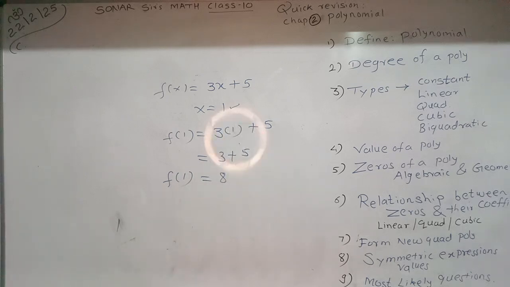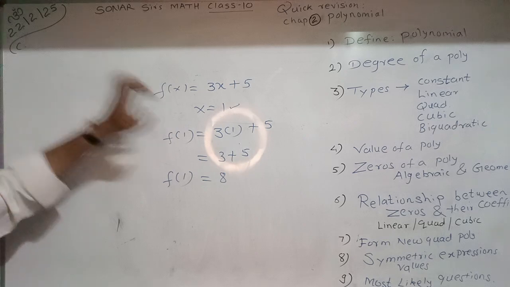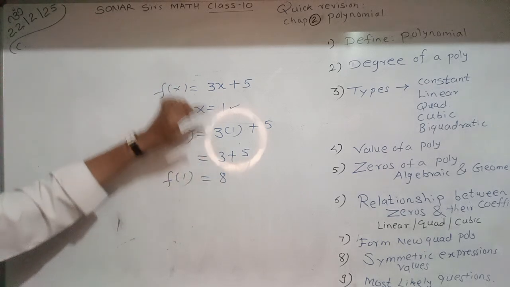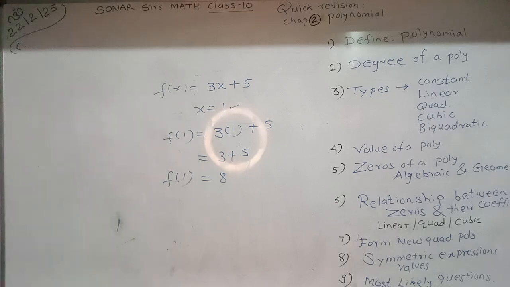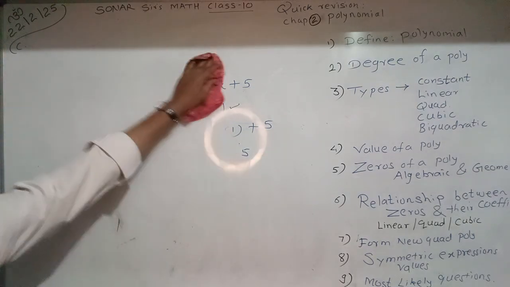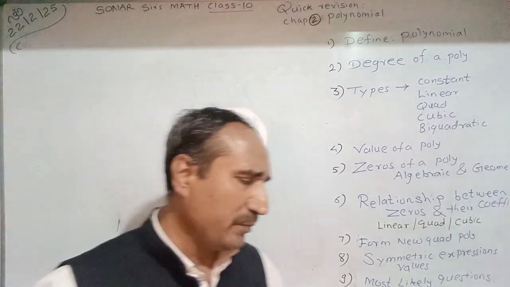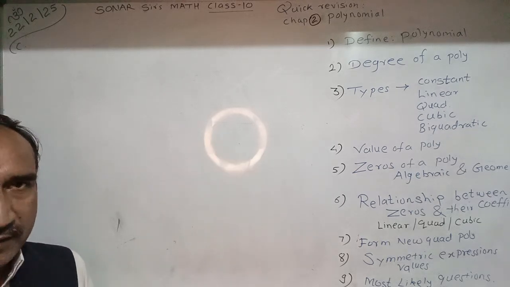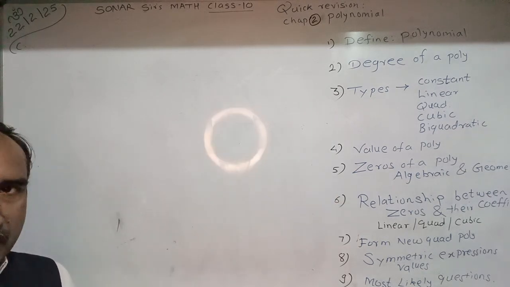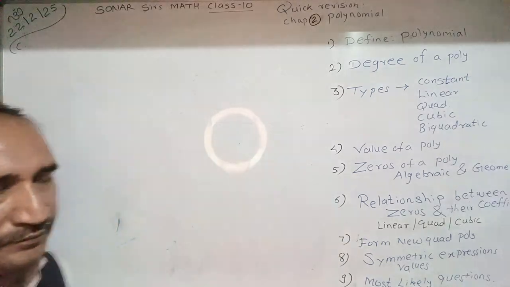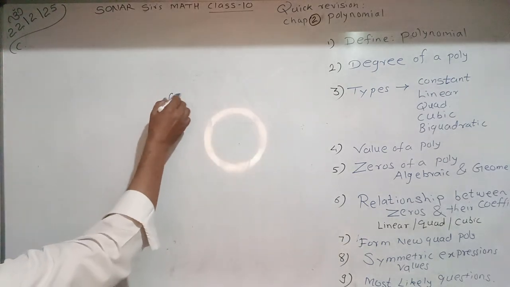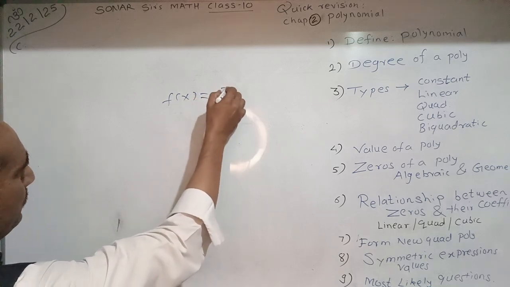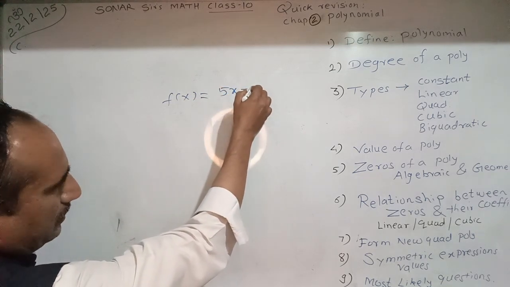So what is the value of a polynomial? It is a value when we replace the variable by a constant. That is called value of a polynomial. Now let's move to the zeros of a polynomial. Now what are the zeros of the polynomial? The value of the variable which satisfies the polynomial is called zero of the polynomial. For example, again take one example here. F of x is equal to 5x minus 3.